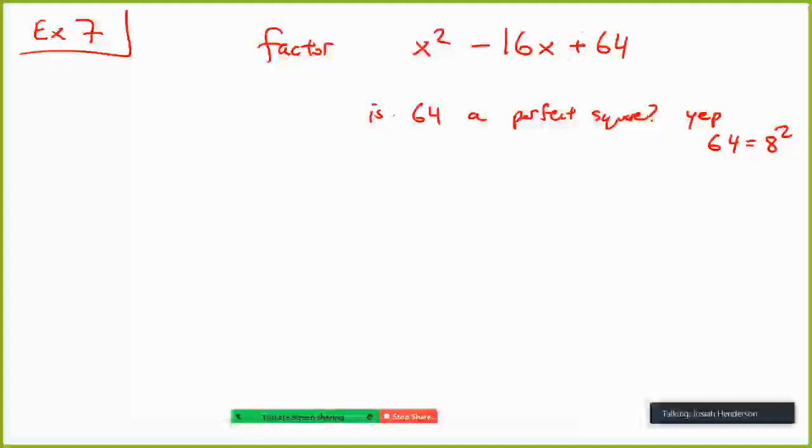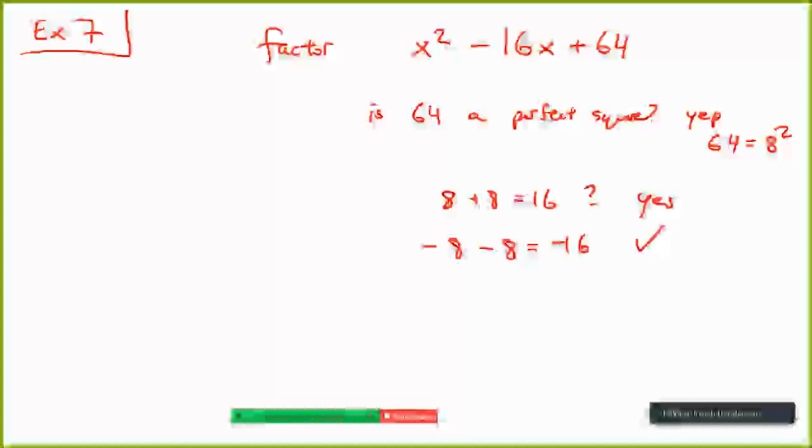It's 8, right? So can I write 16 or negative 16 as 8 plus 8? Yes. But we don't want positive 16, right? We want negative. So can I change my 8s to make that work? Yes, I can. I can make them both negative. So negative 8 minus 8 is negative 16. That's what we want. And if I multiply those together, does it make a positive 64? It does. Negative times negative is positive. So our answer is x minus 8 squared.